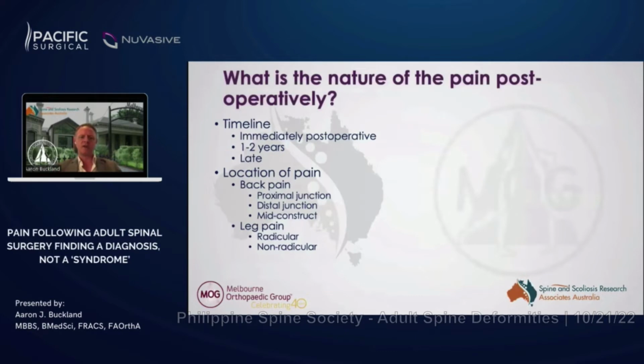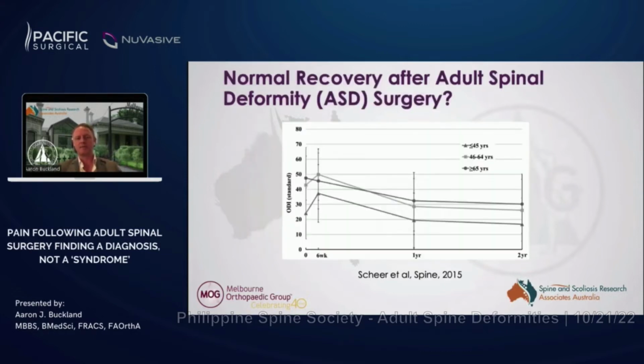So in understanding pain after adult spinal deformity correction, we also need to understand what that pain trajectory looks like post-operatively. So if we look at the timeline, you think about immediately post-operative, what your pain profile is, what it's like at 1 to 2 years during recovery, and what is it later down the track when other things may come up in terms of pain generators. I also want to know what the location of the pain is. Is it back pain? Is it the top, the bottom, or the middle of the construct? Or is it leg pain? If it's leg pain, is it radicular or is it non-radicular pattern?